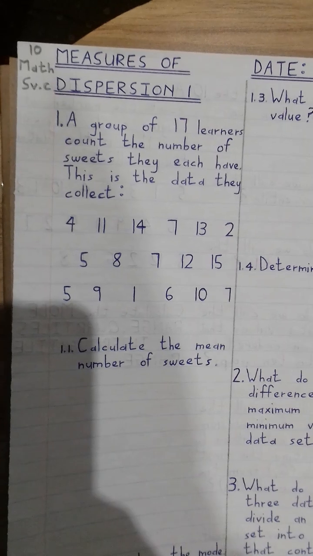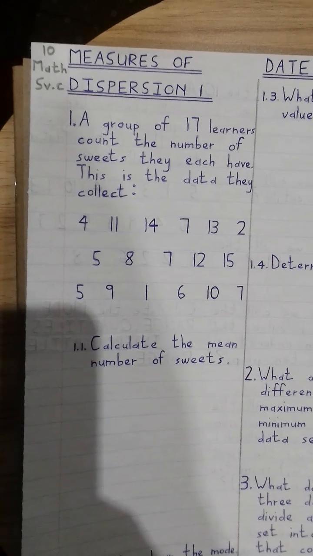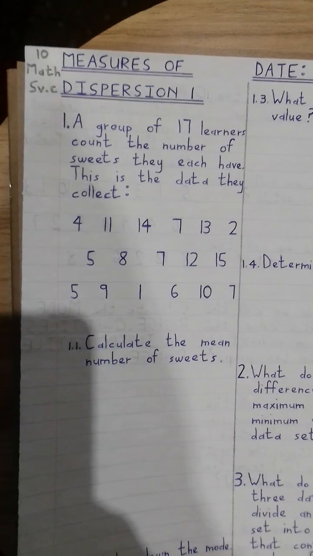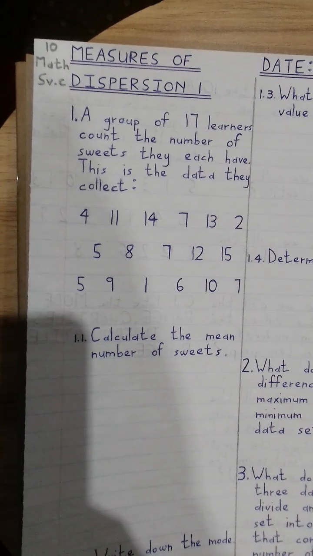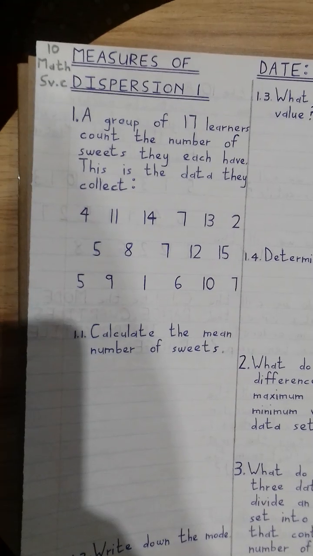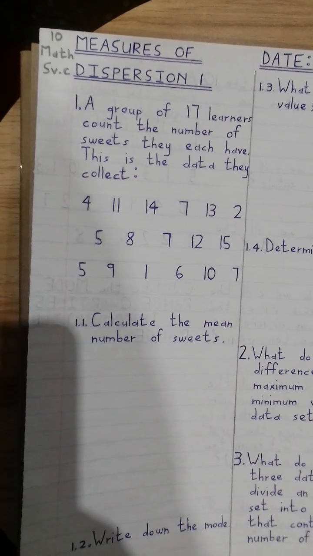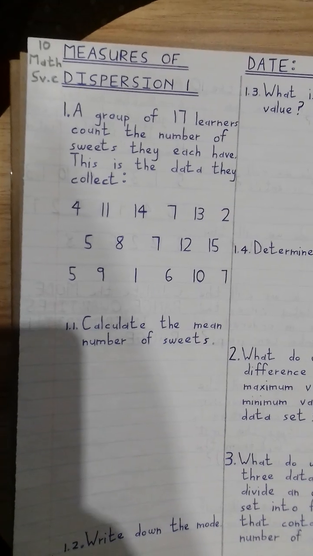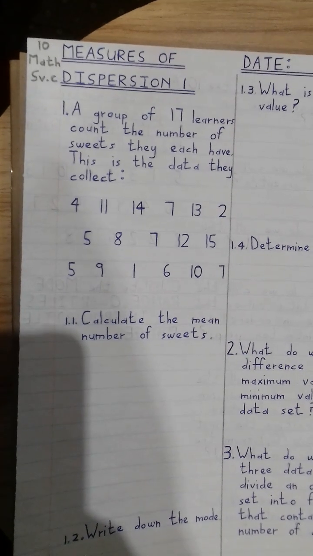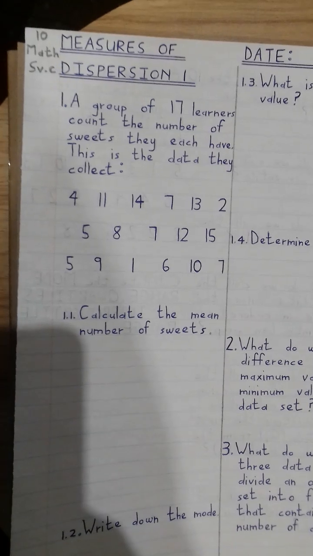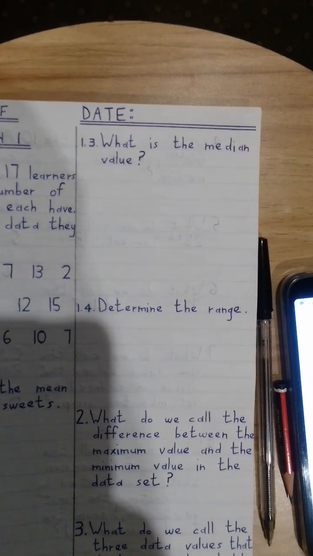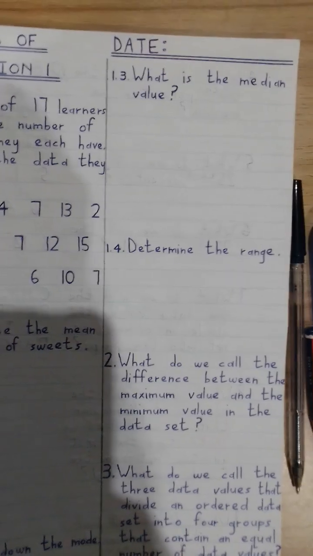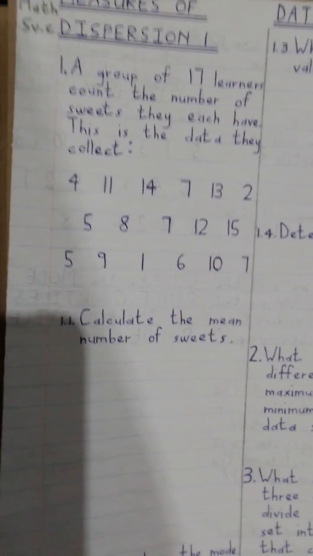So number 1 says a group of 17 learners count the number of sweets they each have. This is the data they collect: 4, 11, 14, 7, 13, 2, 5, 8, 7, 12, 15, 5, 9, 1, 6, 10, 7. 1.1 states, calculate the mean number of sweets. 1.2 states, write down the mode. 1.3 states, what is the median value? 1.4 says, determine the range. So we can see from these questions that we have to rearrange our data, right, in ascending order.